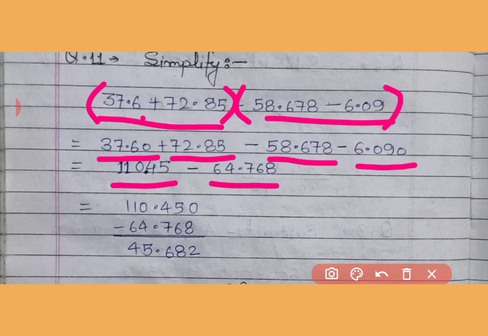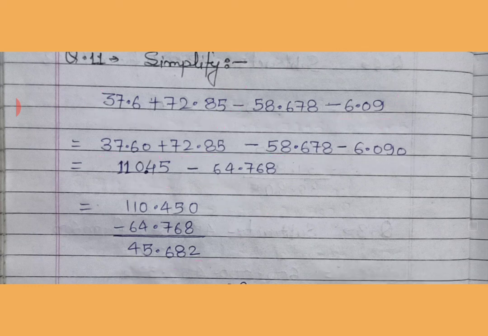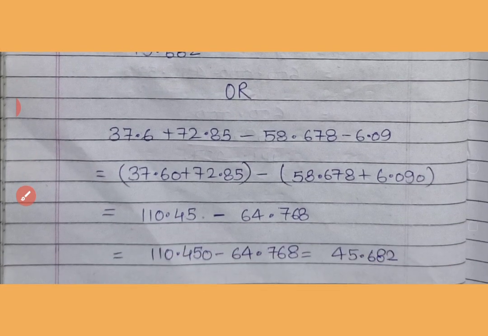64.768. We have studied in integers that negative terms will add together and positive terms will add together, and the addition of negative terms and the positive terms will always be negative. So 110.450 subtracting 64.768, so getting the answer 45.682. By another method we can solve it.